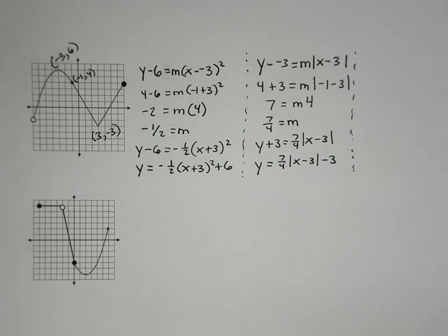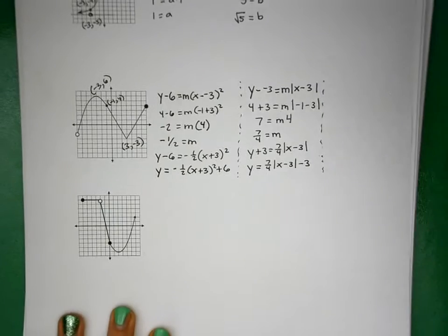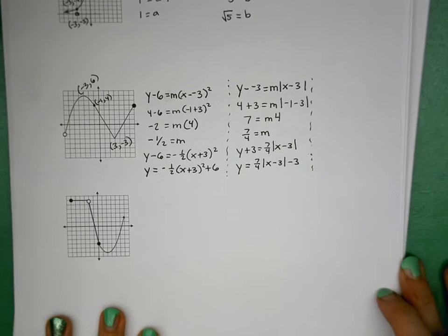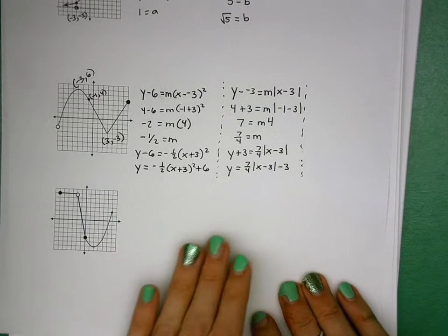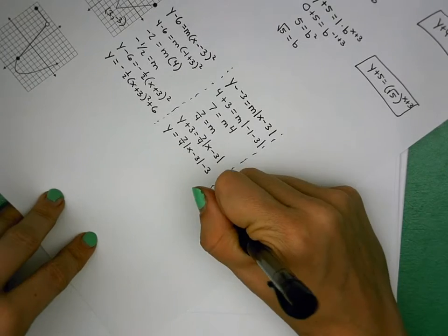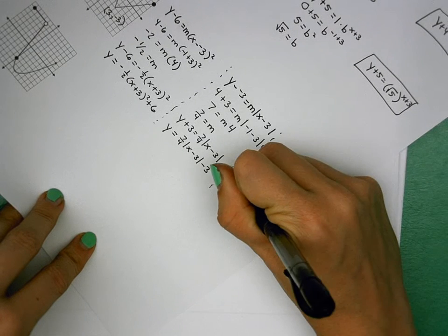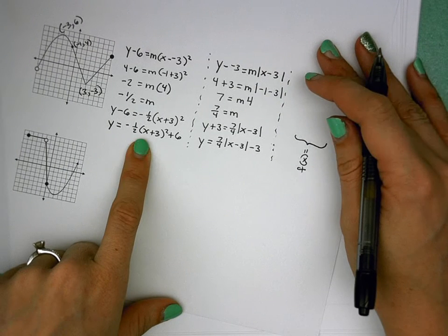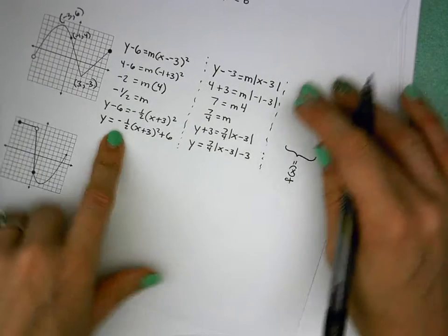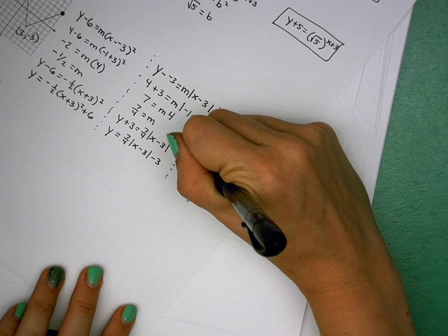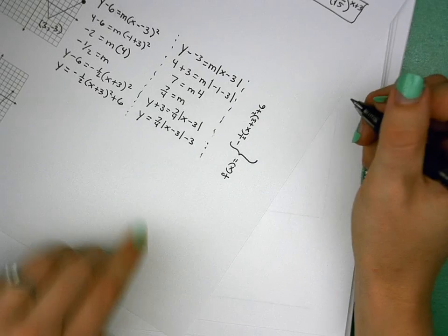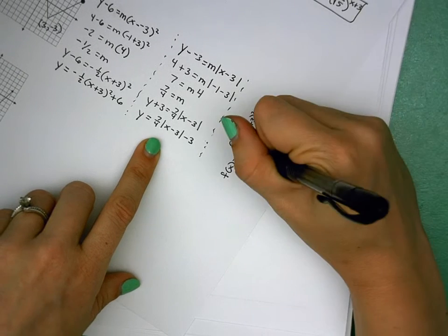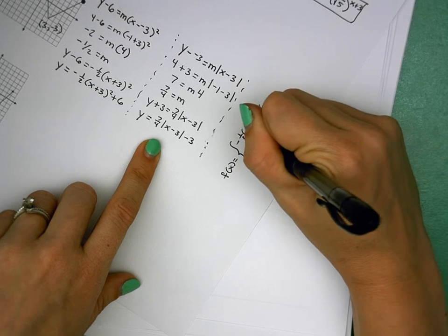Okay, go ahead and zoom out here for the final bit, because now that we have our two equations, we just have to set up our piecewise. I'm running a little bit out of space, so I'm going to go ahead and turn to give myself room to write. Okay, so my first one is this quadratic, negative 1/2 times the quantity of x plus 3 squared plus 6. My second one is the absolute value, 7/4 times the absolute value of x minus 3 minus 3.